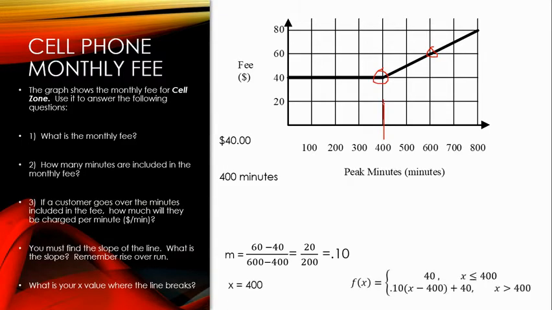Okay, and thus this is what our piecewise function would look like. We would have 40 as a cost for the first 400 minutes. When we go to calculate anything over these 400 minutes, notice that we're going to add to the 40. So we just take our x minutes, subtract the 400, multiply that number by 0.10, which is 10 cents, and then add it to 40.